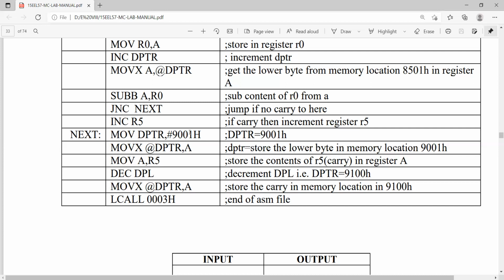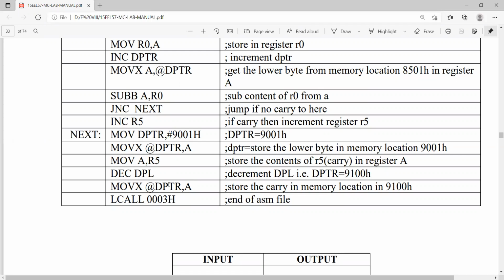We have only a few minutes left. So in these few minutes we'll discuss the other program also. This is decrement DPL, meaning the lower byte of the data pointer. So that is 01, and 01 becomes 00. Decrement means 01 becomes 00. So that is the 9000 location. The data pointer is having 9000. So in 9000, transfer your accumulator to the data pointer location. So in the 9000 location, we have the carry condition.